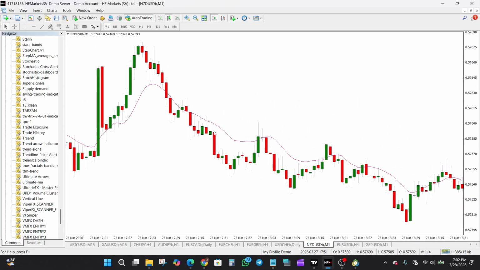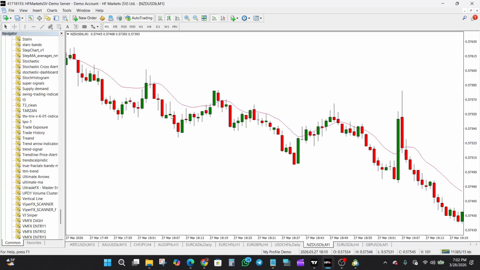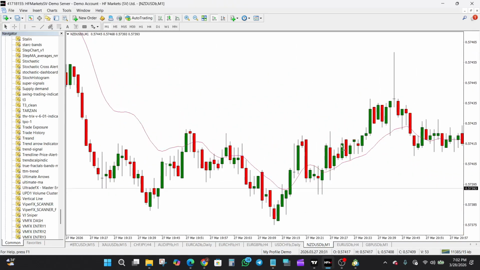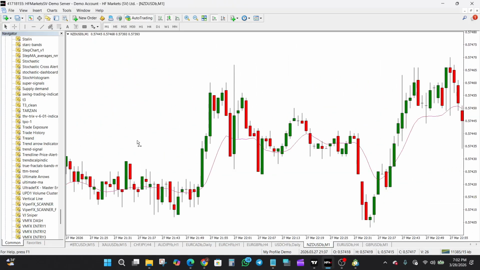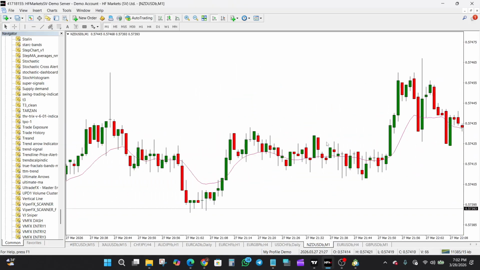When you have price bouncing off the moving average, when the moving average is above the price, you will see that it shows that there is selling pressure, right? So the moving average serves as a ceiling in this case. And then when you have price bouncing off the moving average in a buy trend, you'll notice that the moving average is serving as a floor.